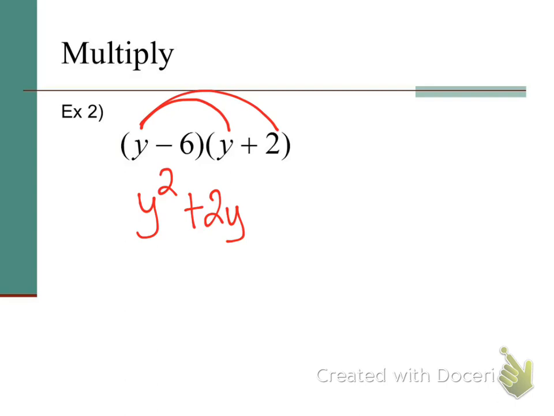Next, what do we need to distribute? A negative 6. Good. We need to treat that 6 like it's a negative. Negative 6 times y is negative 6y. What about negative 6 times 2? Negative 12. Questions about the double distribute step?